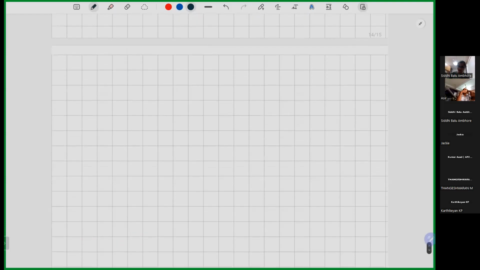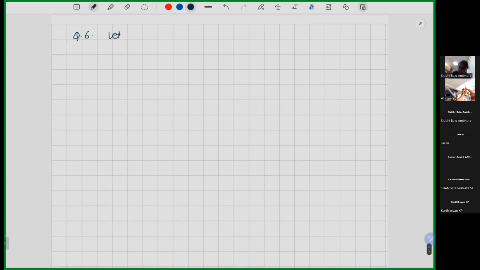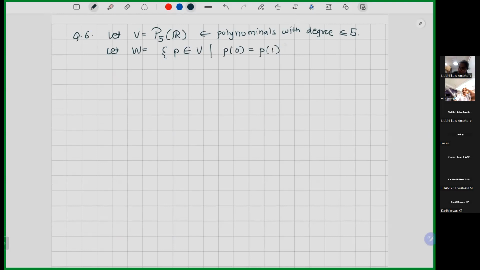This next question, let us quickly go to it. Let V be P5R, the polynomials with degree less than or equal to 5. And let W be the set of P in V such that P(0) is equal to P(1). So when I take a polynomial P in V, that is a polynomial of degree 5, and evaluate it at 0 and 1, they should be equal.